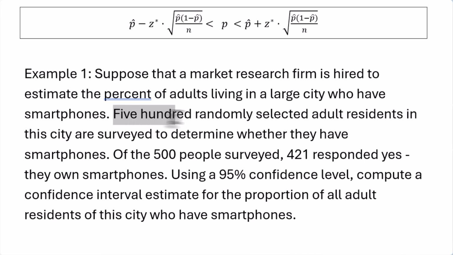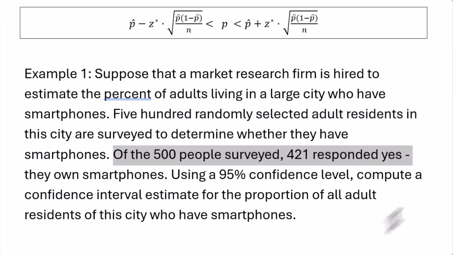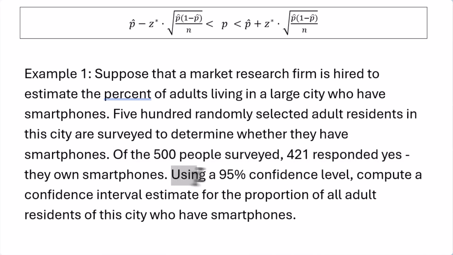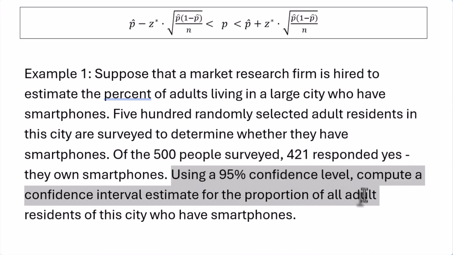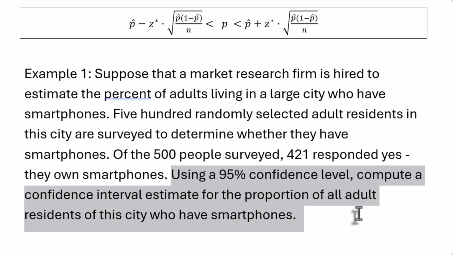We're going to take a sample. It says 500 randomly selected adult residents are surveyed to see whether or not they have smartphones. And of those 500 people surveyed, 421 responded yes. So that's some sample information. From this, we can get our sample proportion. And the rest of the question says that using a 95% confidence level, compute a confidence interval estimate for the proportion of all adult residents in the city who have smartphones.